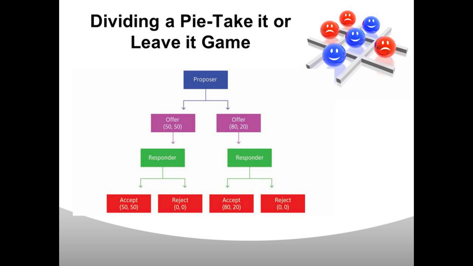ആ ഗെയിം ട്രീ എന്താണെന്ന് വെച്ചാൽ, ഗെയിം ട്രീയിൽ രണ്ട് പ്ലെയേഴ്സ് ഉണ്ടാവും, അവർക്ക് സ്ട്രാറ്റജീസ് ഉണ്ട്. അപ്പോൾ ആദ്യം പ്രപ്പോസറാണെന്നിരിക്കട്ടെ, കാശ് ഓഫർ ചെയ്യേണ്ട ആൾ. അപ്പോൾ അവർക്ക് ഓഫർ ചെയ്യുക എന്നത് രണ്ട് തരത്തിലാണ്, he or she is having two options, either offer a fair game അല്ലെങ്കിൽ ഒരു അൺഫെയർ ഗെയിമായിട്ട് ഓഫർ ചെയ്യാം.